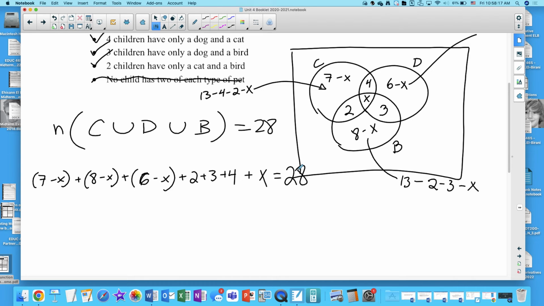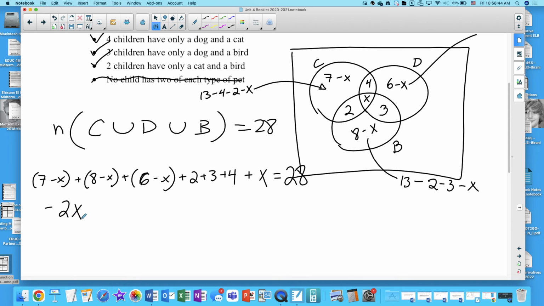Okay. Now, this we can simplify, because all we're doing is adding numbers and x's. If we think about how many x's there are altogether, I've got minus x, minus another one, minus another one. How much is that so far? Minus 3x. Minus 3x plus an x, minus 2x.